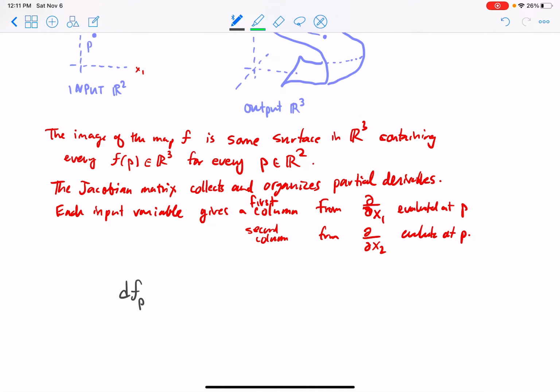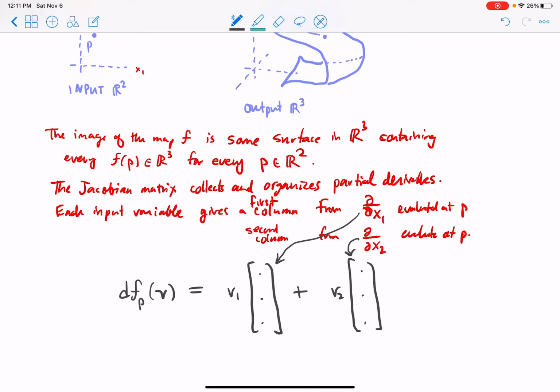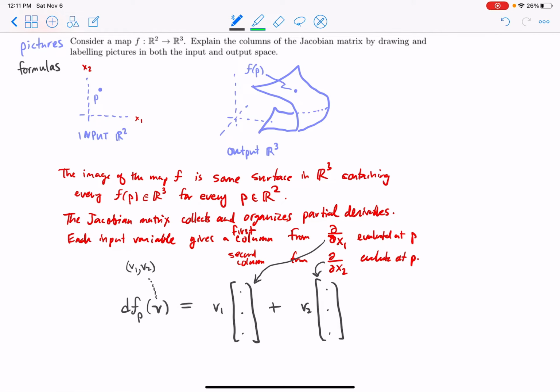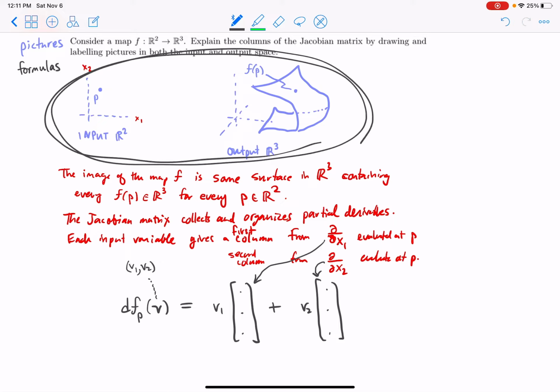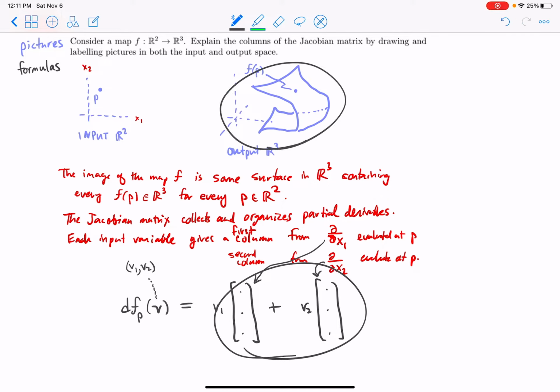This is a formula. DFP at some v is v1 times that first column of the Jacobian plus v2 times that second column of the Jacobian. And I'll just sort of label them, right? So the movement in the first direction, and this v is secretly v1, v2. Okay. So now I remembered this is the derivative formula, but I need to explain the columns of the Jacobian matrix and put them in this picture. These columns need to go somewhere here.